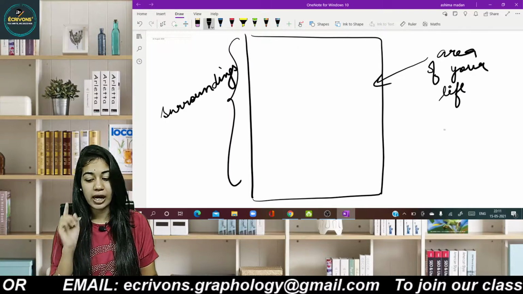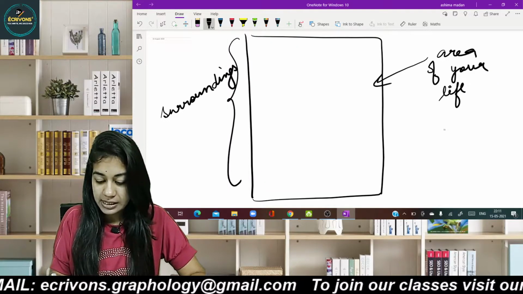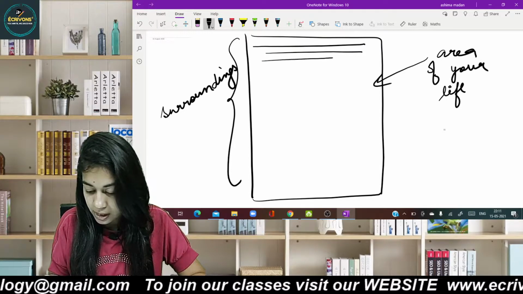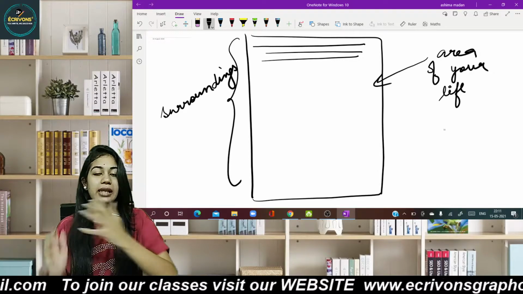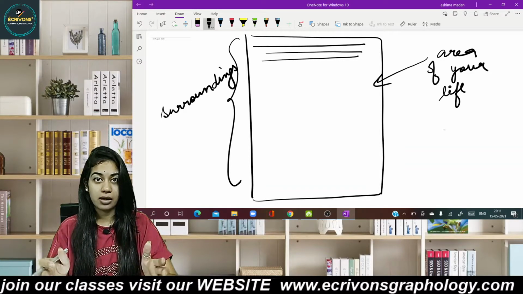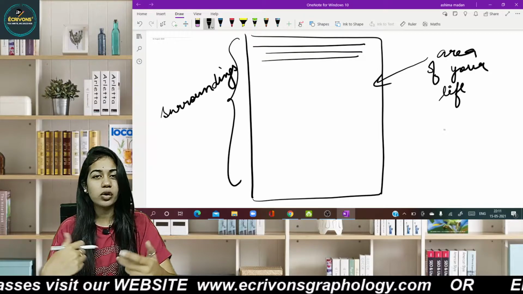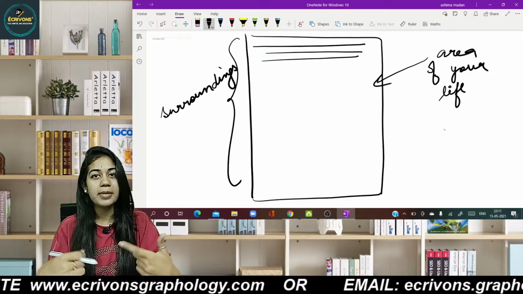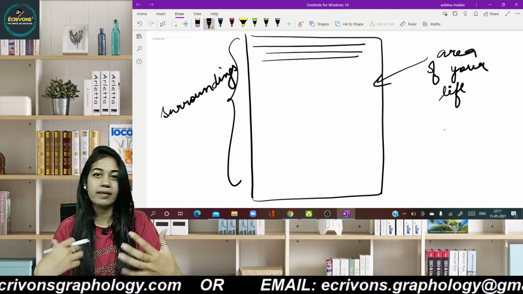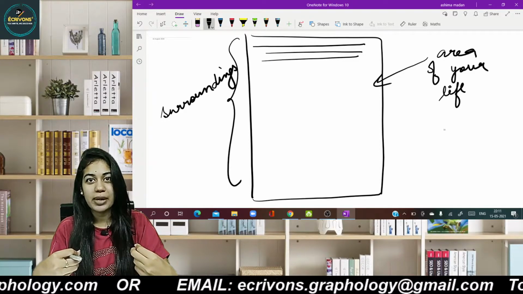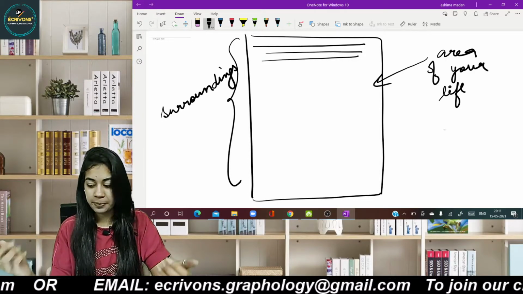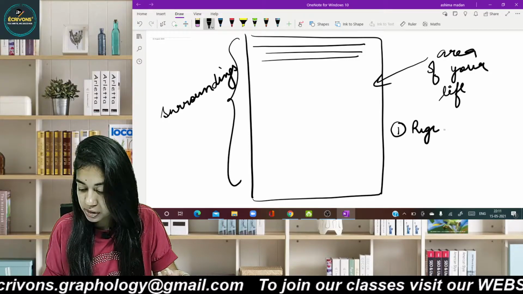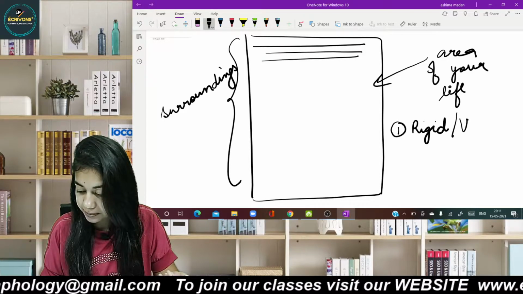So let's have a look at the first one, that is the rigid or the straight baseline. What you have to do is take that sheet of paper and write any paragraph on it, but make sure you're not copying any paragraph from anywhere because it sometimes leads to misreading of that sheet. So whatever comes to your mind, just write it on the paper and then we are going to read it. So the first kind of baseline that we are going to see is the rigid or the vertical baseline.